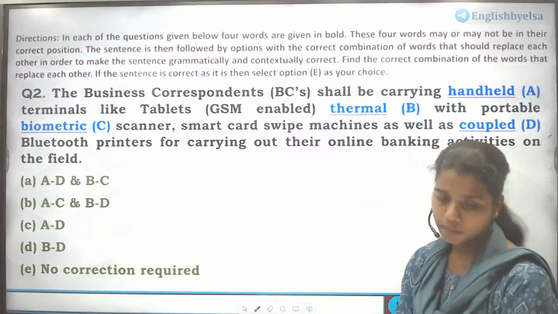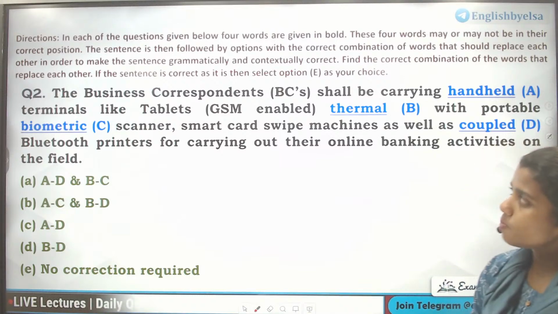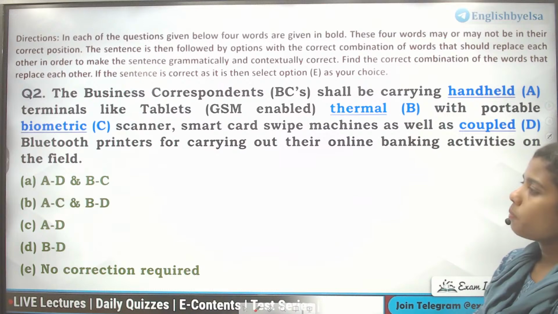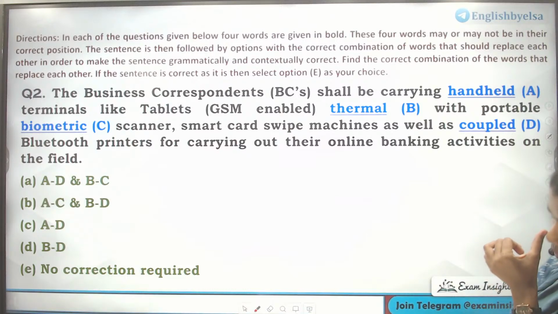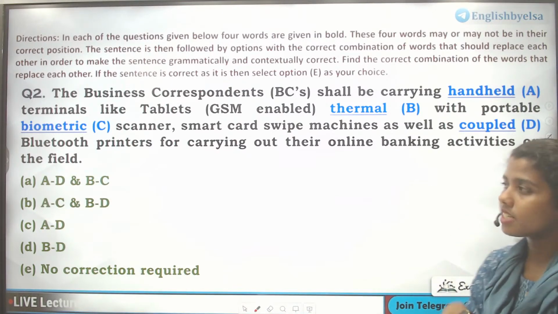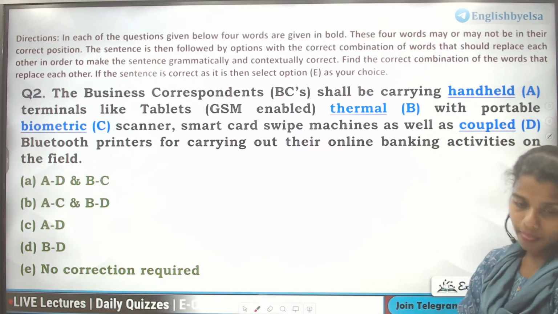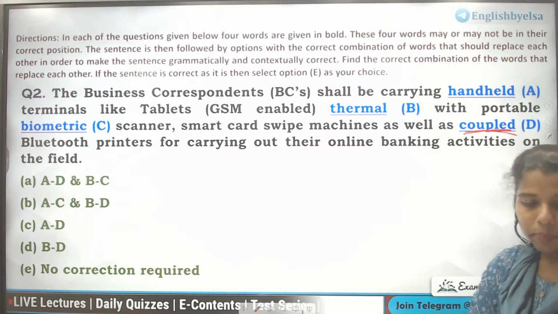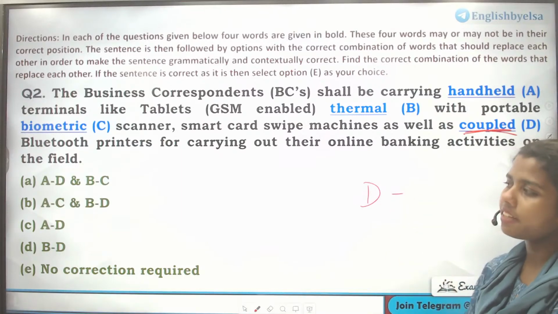Next question. The business correspondents shall be carrying handheld terminals like tablets thermal with portable biometric scanner, smart card swipe machines, as well as coupled Bluetooth printers for carrying out their online banking activities on the field. What do you feel? Something is wrong here. As well as coupled Bluetooth printers, does it make any sense? That means something has to be changed with D.